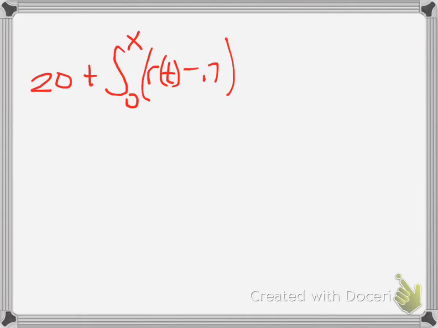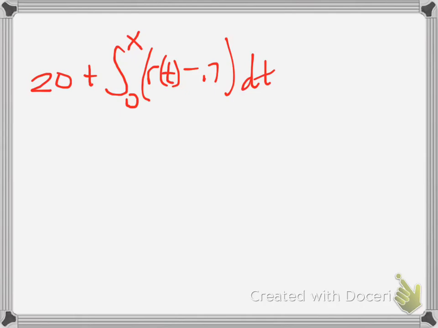So it's going to be those 20 people plus the integral from 0 to some value. I don't want to use t. T was already used, so I'm going to use x. And then we're going to have r of t minus 0.7 with respect to t. All right, that's my function.